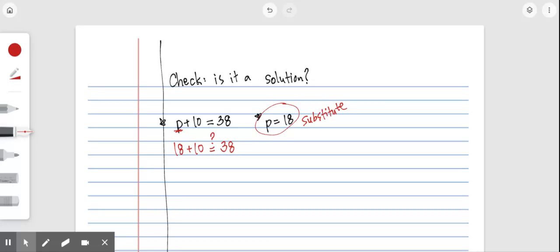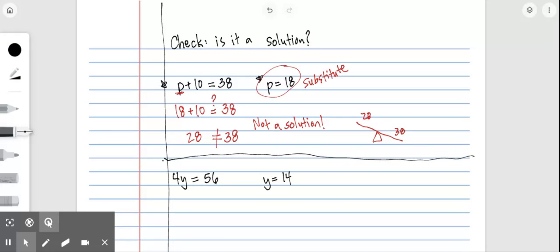Okay, now I'm going to add them. 18 plus 10 is 28, and 28 is not the same as 38. So this is not a solution. Not a solution, because 28 and 38 are not the same. If I drew this on a scale, I'm going to have a way lighter left-hand side because there are 28 grapes over here, and there are 38 grapes on the right. This is not an equal balance. Not balanced, which means that it's not a solution. Okay, let's try another one.